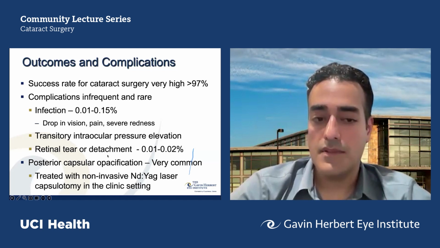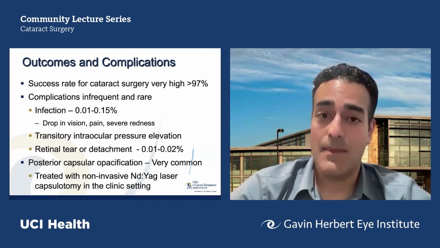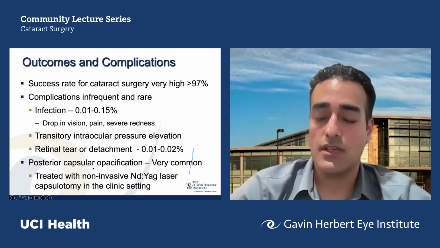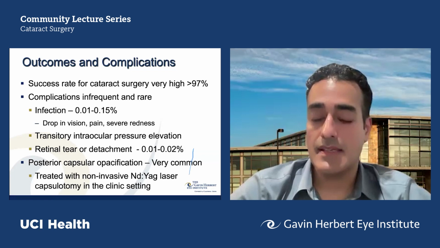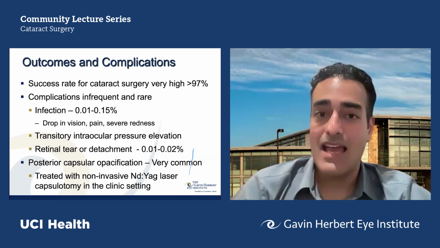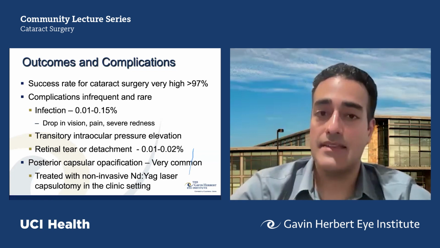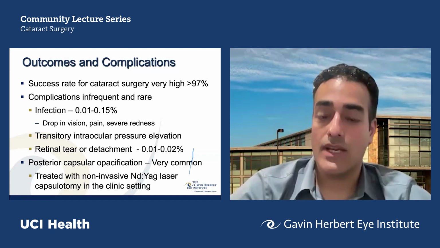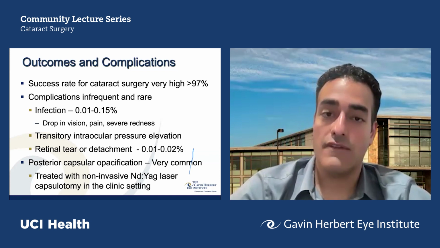Another situation that happens 100% of the time after cataract surgery is what we call posterior capsular opacification. And this is normal. This is basically the back of that capsular bag can start to stick to the back of the lens. And when that happens, it can create some slow haziness that can occur affecting the vision.